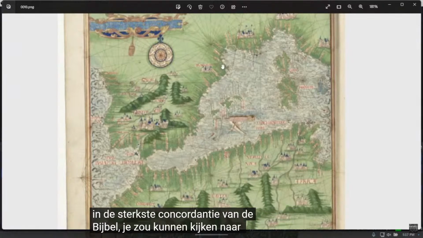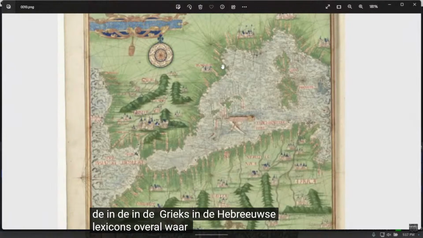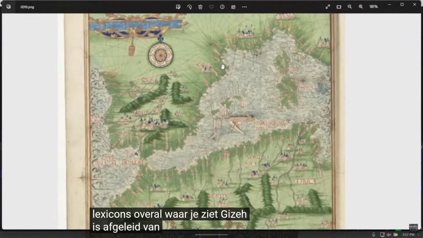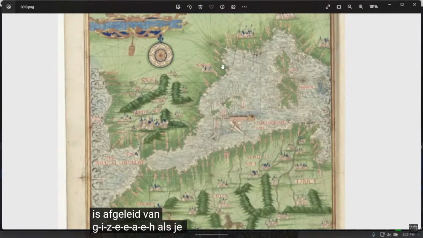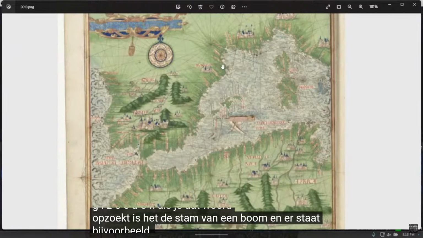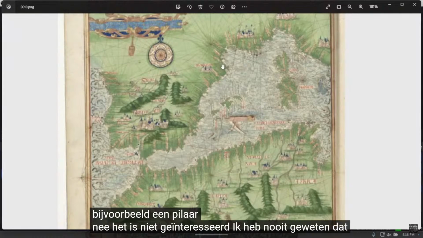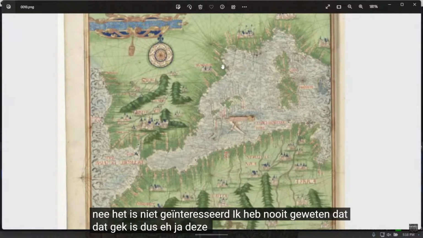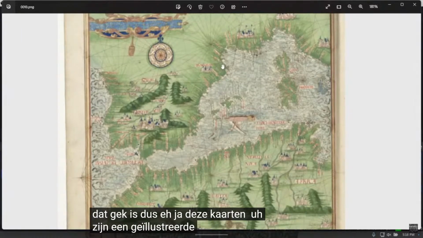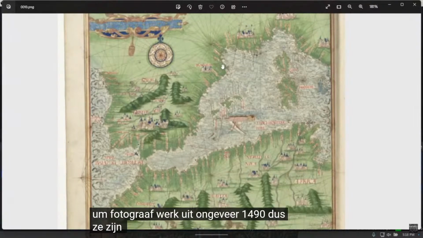You can look at the Aramaic, the Greek and the Hebrew lexicons, and everywhere you see Giza is derived from Gizeh. When you look that word up, it is the stock of a tree, and it says, for example, a pillar. Oh, isn't that interesting? I never knew that. That's crazy. So, these maps are an illustrated photographer work from like the 1490s, so they're really, really early.